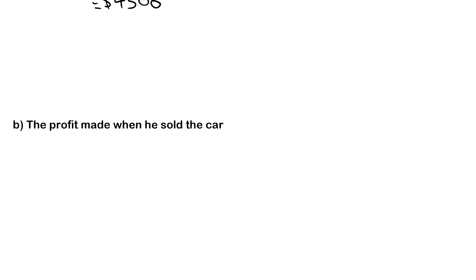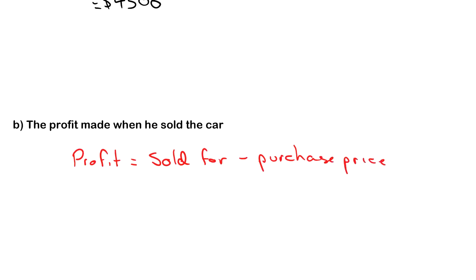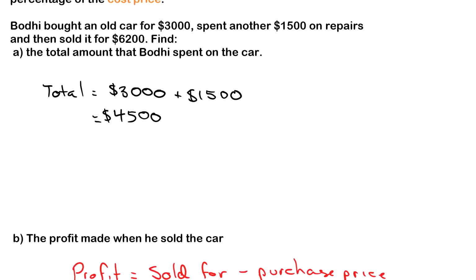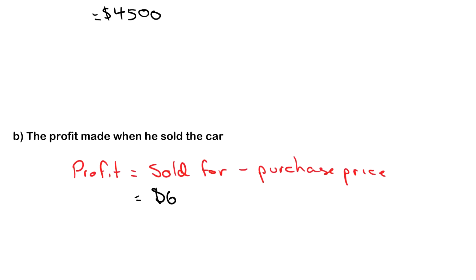The next question asks the profit made when he sold the car. So when you're trying to find profit, it's how much you sold the car for minus purchase price. So for us, we know Bodie sold it for $6,200. But his purchase price, including the repairs, was $4,500. So he has made a $1,700 profit.